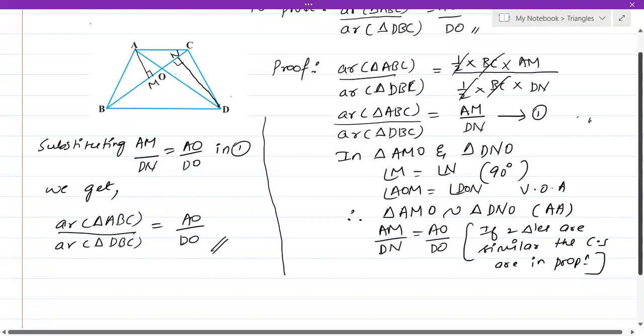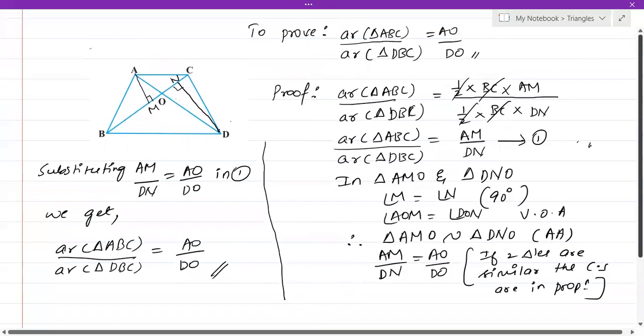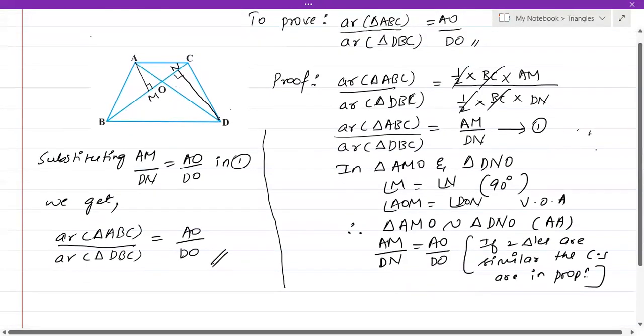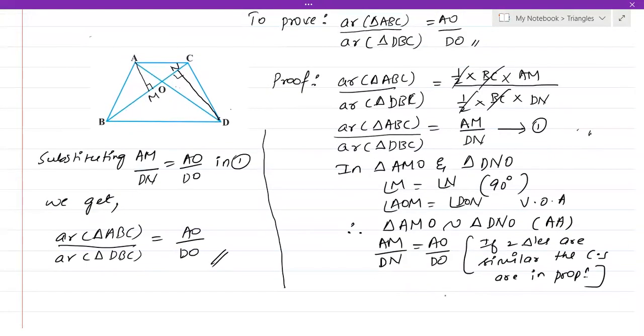This is one different question. We were not able to prove the two triangles are similar. So we went with the actual way of finding area, that is half into base into height, right? Using that, we have found it. So let's get into the next question, students.